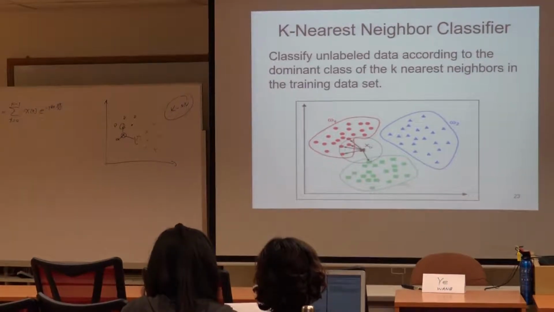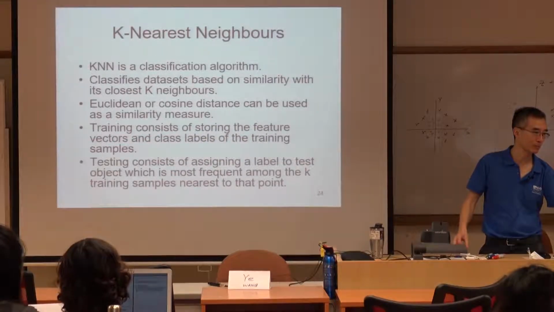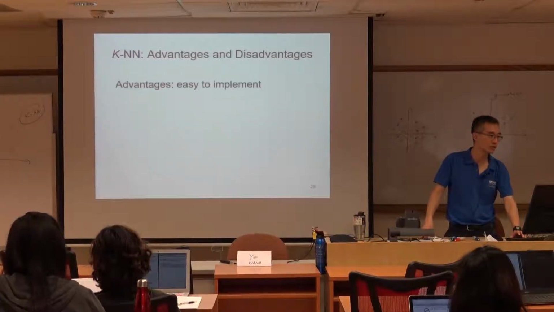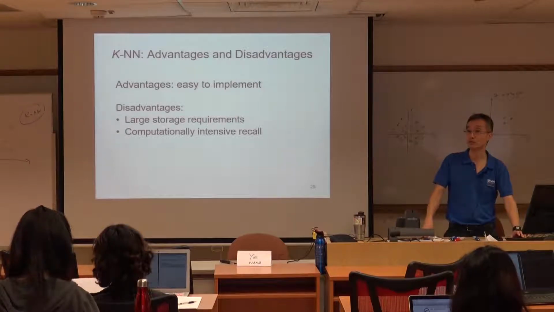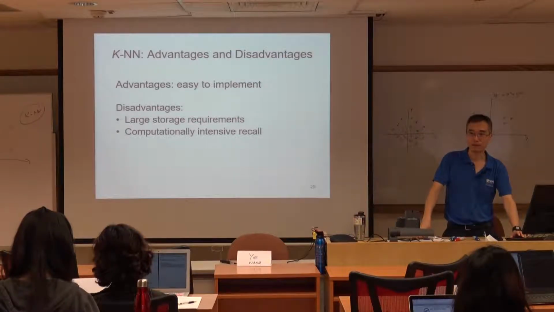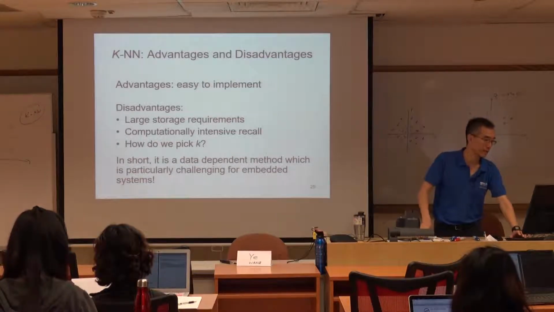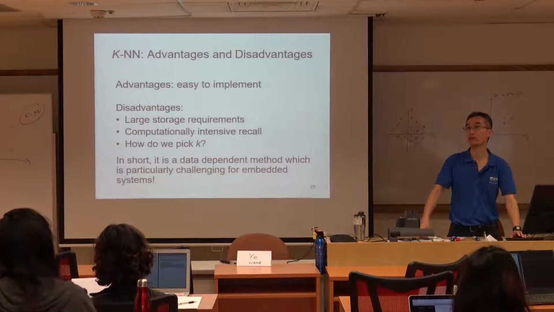This does not discourage you from taking that project. You only have to select the right machine learning methods for each of these projects. Okay? K-nearest neighbor is very clear, and this is just a summary of the K-nearest neighbor method. The advantage is it is very easy to implement. The disadvantage is large storage requirement and computationally very intensive to recall. That is exactly what P. Xuan said, right? Excellent. How do we pick K is also quite tricky. In short, it is a data dependent method, which is particularly challenging for embedded systems. In fact, if you read my lecture notes, you already know the answer.